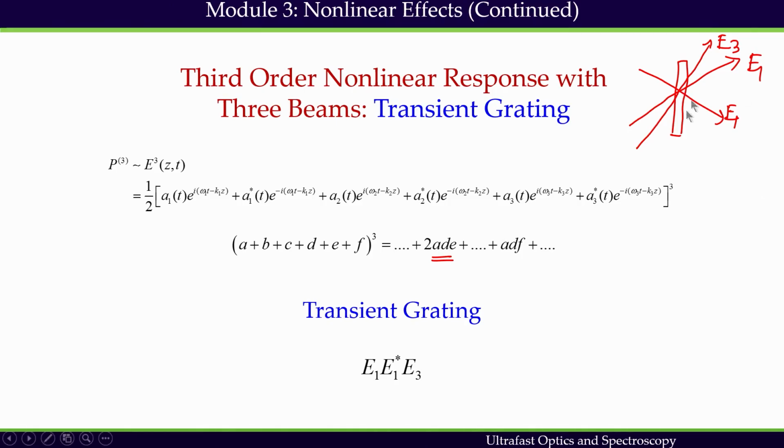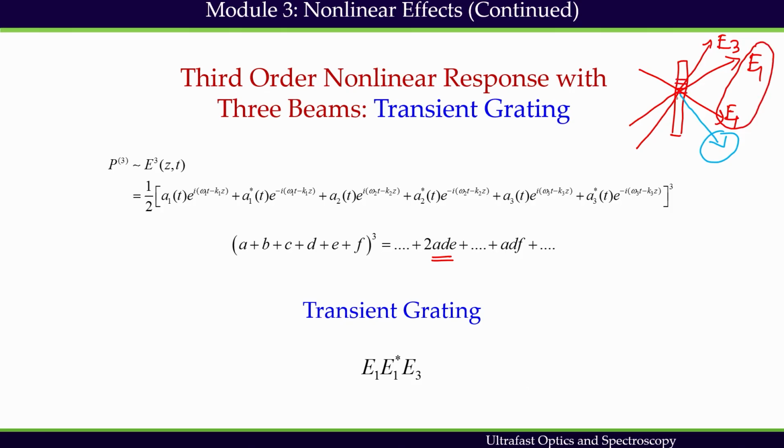So now if we use the E3 term, then what will happen? Due to this nonlinear process where two beams are identical and one beam is different, part of this E3 beam will be diffracted back along this way, and this is called transient grating. This diffraction occurs due to the transient grating. I will show the maths which is responsible for this phenomenon, but I'll give you the idea immediately: coupling of these two identical beams creates a transient grating in the medium.